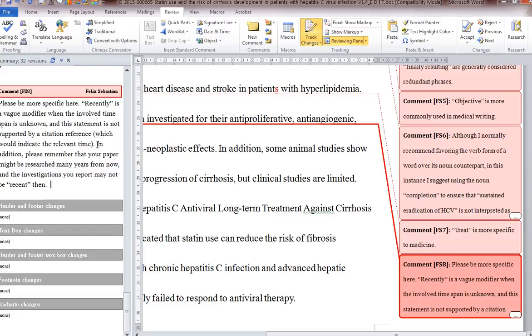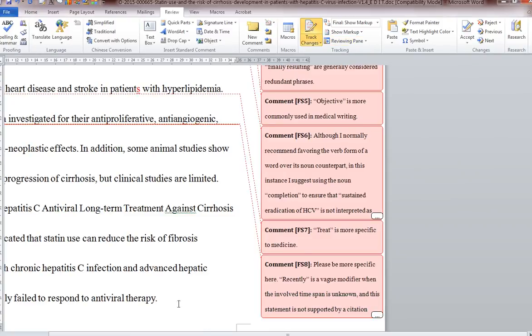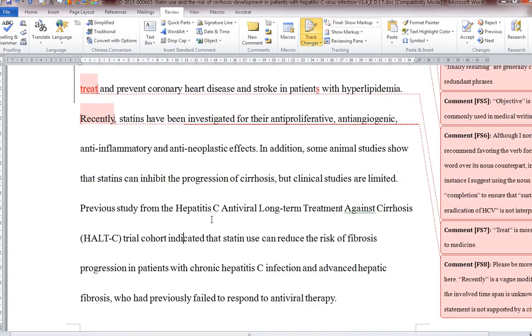This is also another concern about it is, in addition, please remember that your paper might be researched many years from now, and the investigations you report may not be recent then. Okay. This is something we commonly see in editing.